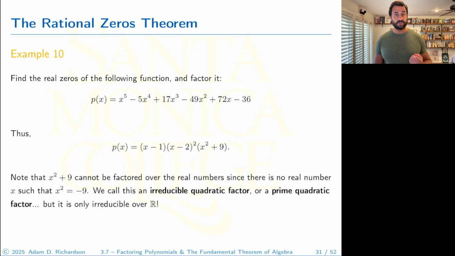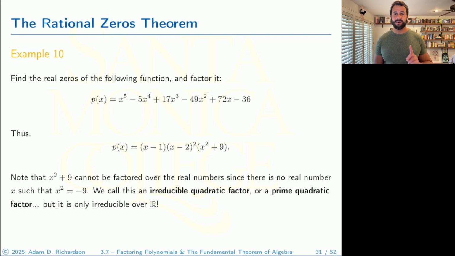Now, this is why we talked about factorization domains earlier. x squared plus 9, you can't factor that over the real numbers, right? There's no real number x such that x squared equals -9. So what we call this is an irreducible quadratic factor, or a prime quadratic factor. Maybe the word sounds familiar. But it is only irreducible over R.